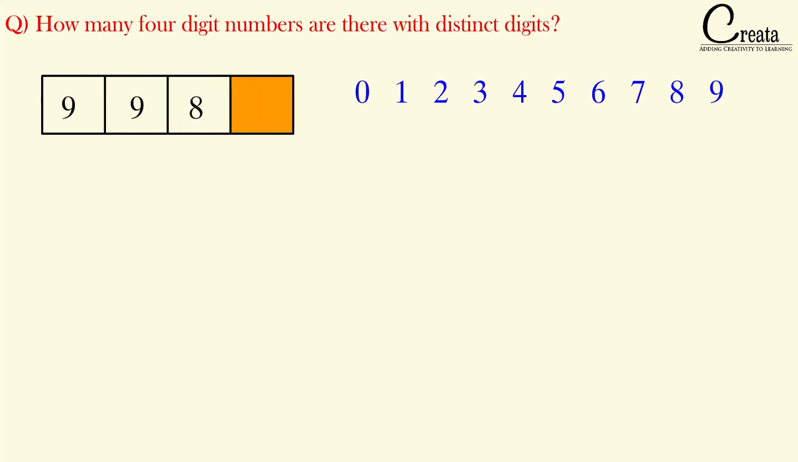Similarly, the fourth slot will have 7 choices. So we got our answer as 9 into 9 into 8 into 7, that is 4536. That is the answer of this question.